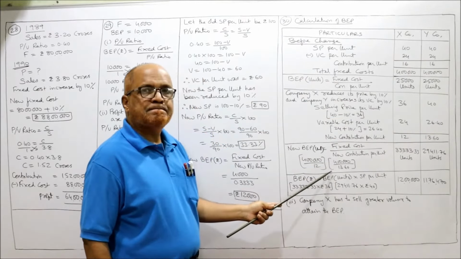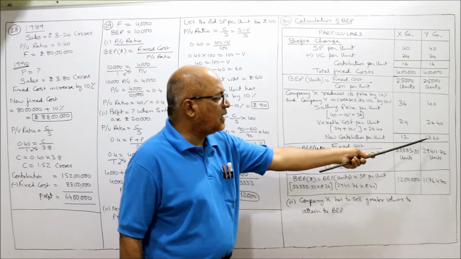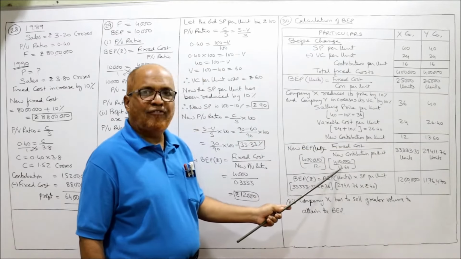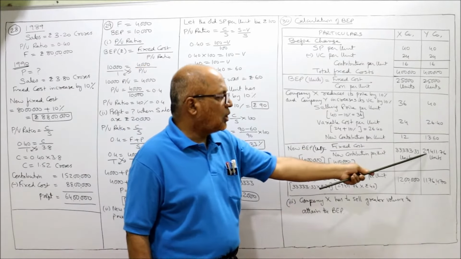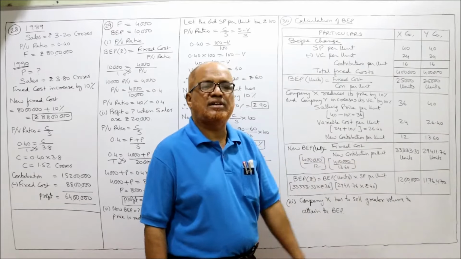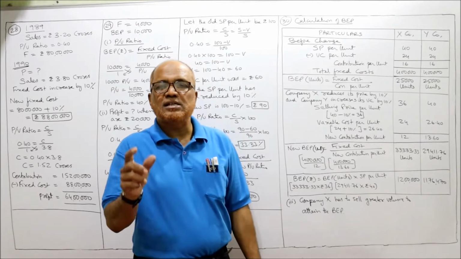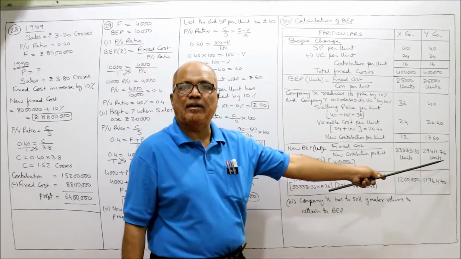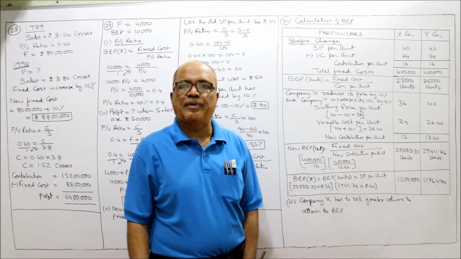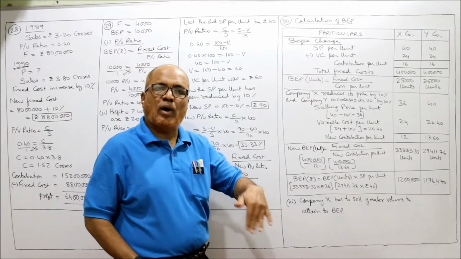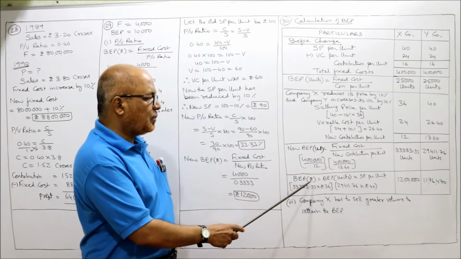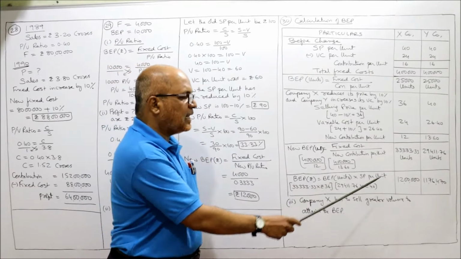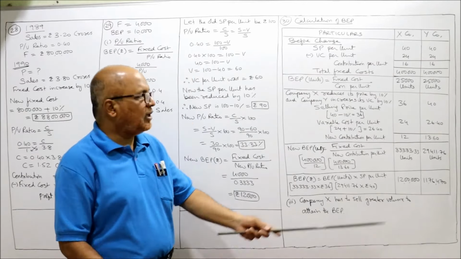Company Y. 4 lakh divided by 13.60 gives 29,411.76 units. This is the break-even point in units for company Y after the change. If you want in rupees, the BEP in rupees is equal to BEP in units into selling price per unit.